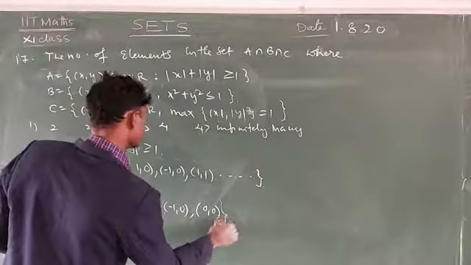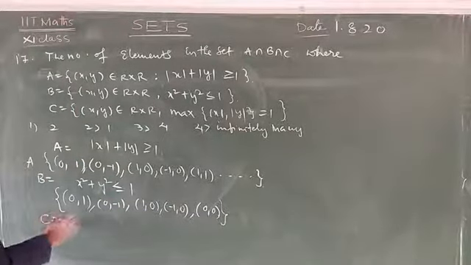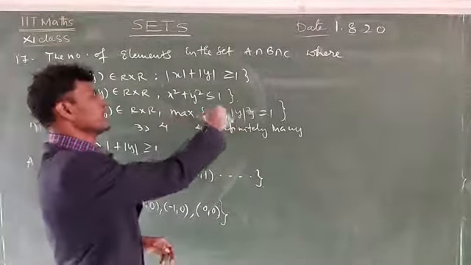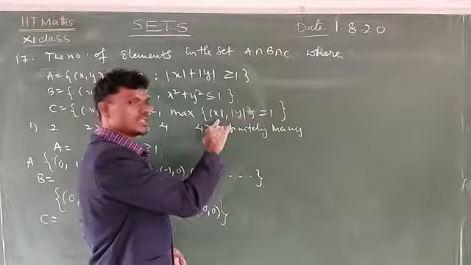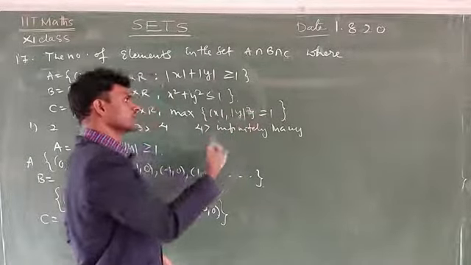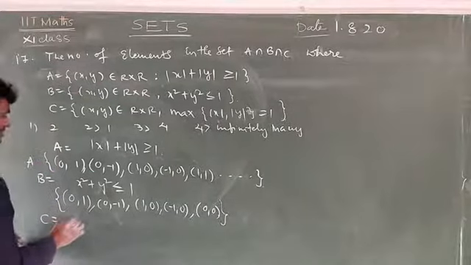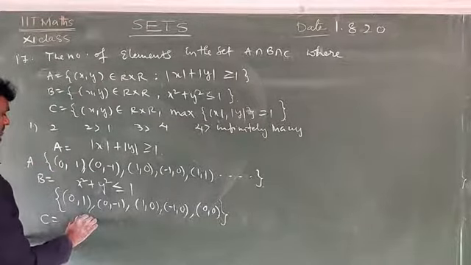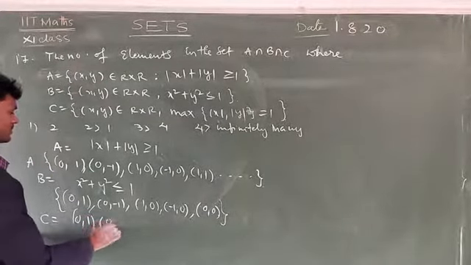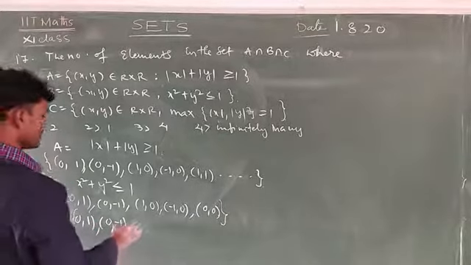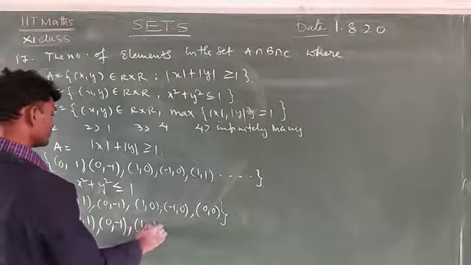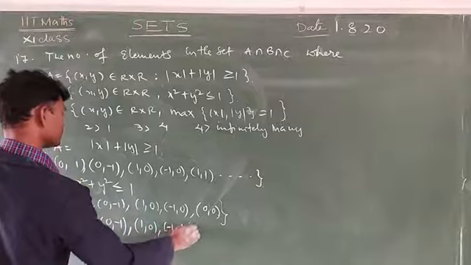This is B. Now C: the maximum of modulus of x and modulus of y is equal to 1. Modulus of x is 0 and modulus of y is 1, or modulus of 0 and modulus of minus 1. So here, 1, 0, minus 1, 0.